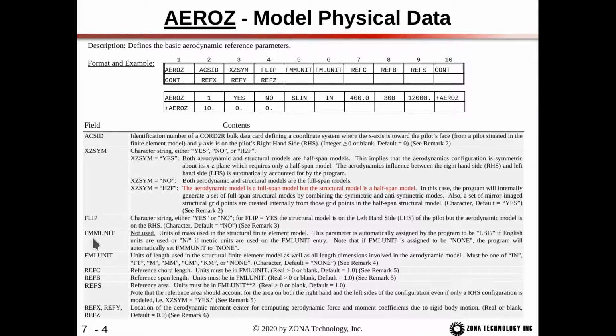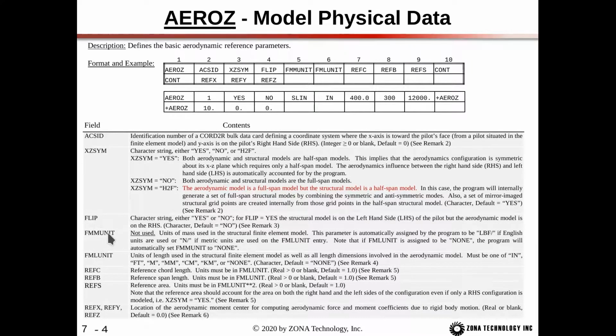Moving on to FMM unit. This stands for the mass unit of the structure model. Now this field is not used, and we'll explain why in the next one here. So FML unit is the length unit of the structure model. Now the model units of the structure model and the aerodynamic model must be the same. So this FML unit is the length unit for the structure model, and it's also the length unit for the aerodynamic model. And it must be one of inches, feet, meters, millimeters, centimeters, kilometers, or none.